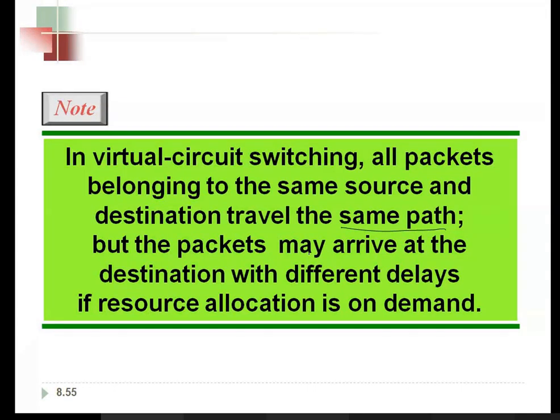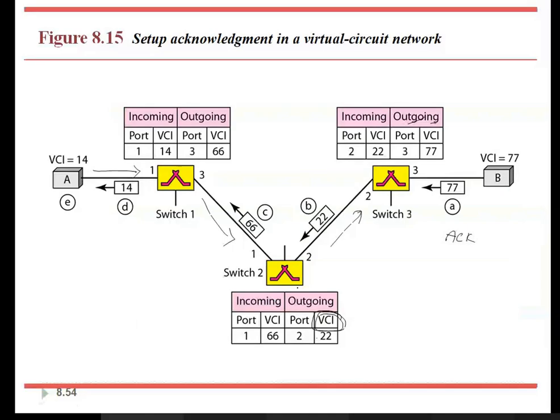But there can be a different delay. That is also very important. The packets may arrive at the destination with a different delay if the resource allocation is on demand. Here, regarding resource allocation, I told you in the previous two methods what a resource is. As of now it can be a buffer, it can be a link, anything, but mainly it is a link. If this link is not reserved, even though all the frames have to follow the same path, consider the next packet.